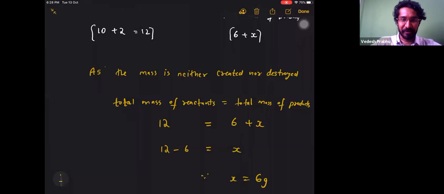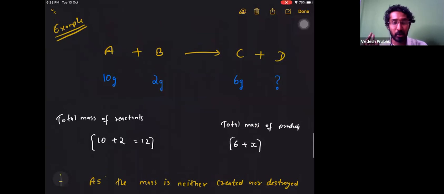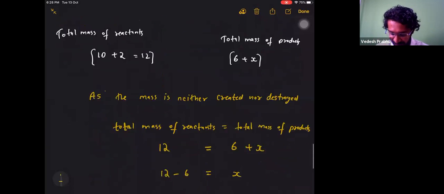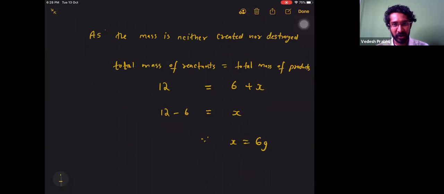That's all. If you understood this law, the law of conservation of mass, you can click on the yes icon. Very simple, very easy. All you have to do is analyze your reactants and products, count your total mass of the reactants and your total mass of products, and equate them. Total mass of reactants is always equal to total mass of products.